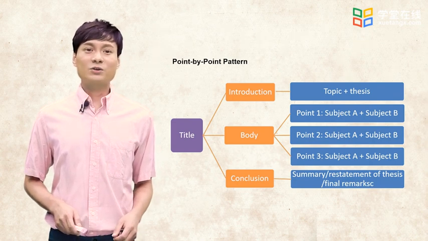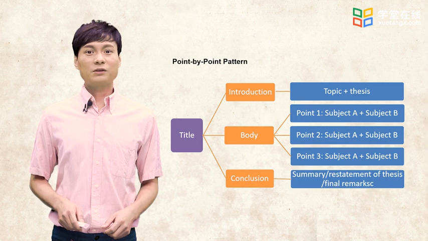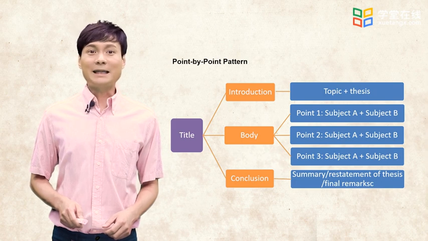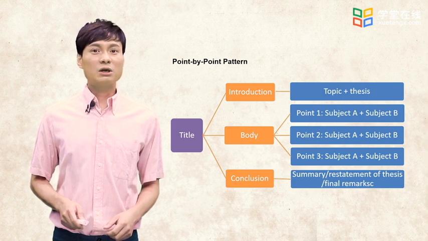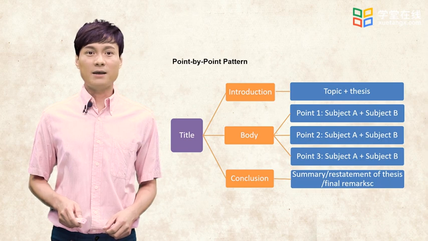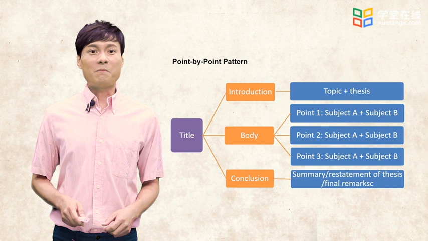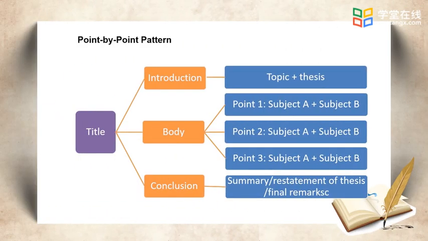The second is to strike a balance between the 2 subjects when explaining them in each body paragraph. What do I mean by balance? If 100 words are devoted to subject A, but only 15 words to subject B, there is no balance. Readers will feel that subject B is not given a fair treatment.